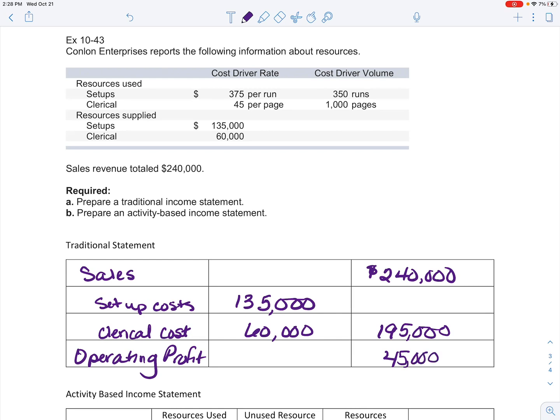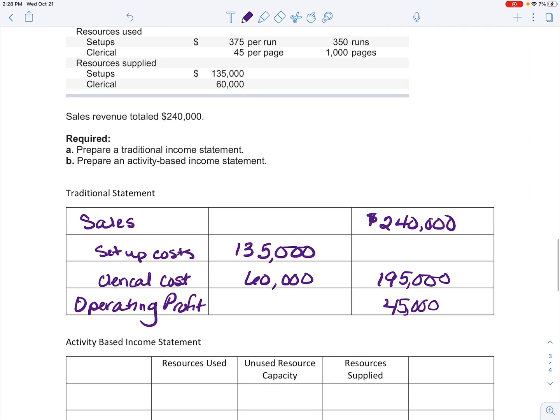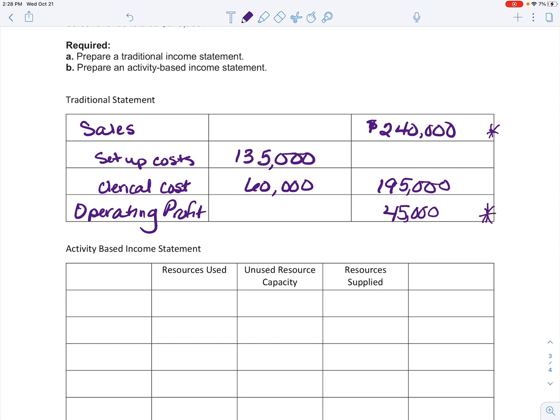But unfortunately, this doesn't tell us that much. But if I come down here and turn it into an activity-based income statement, we're still going to have the same sales. We're still going to have the same operating profit. That's not going to change. But what we're really going to do is just break down those costs in a different way so we can see how we're spending our money. So first, let's input our sales. Again, it doesn't change.